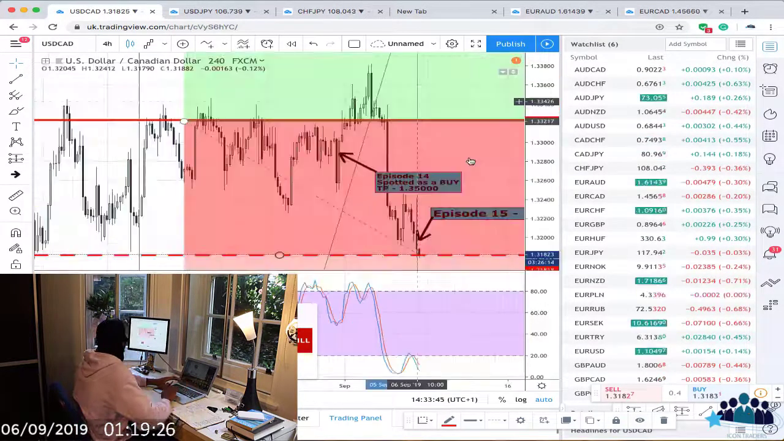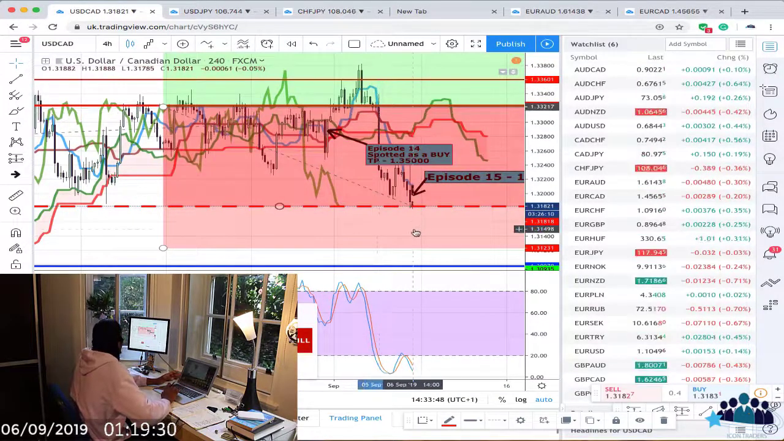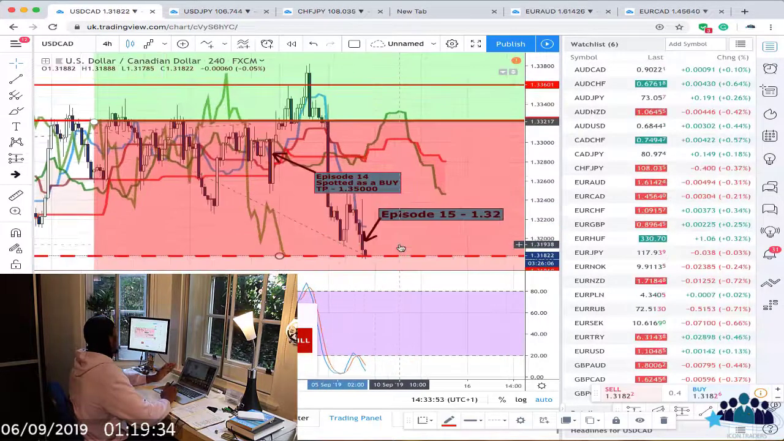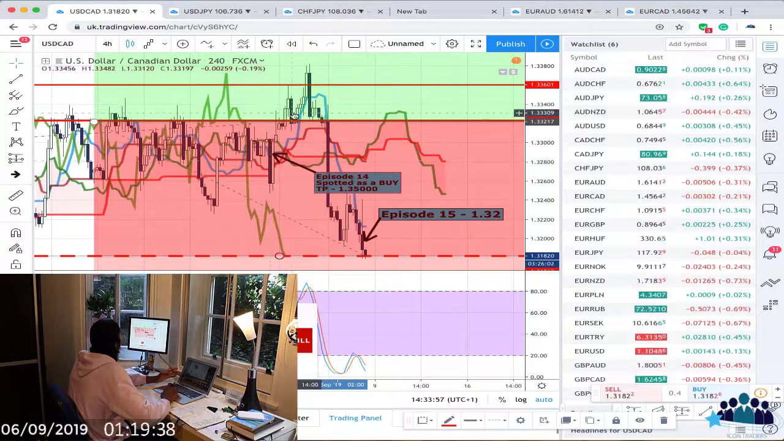And coming into the 4-hour chart now, you can see that over the course of the past week, on the 4-hour chart, the candlesticks were on the downside of the cloud. So this is where I spotted it as a buy, and it went up to here.